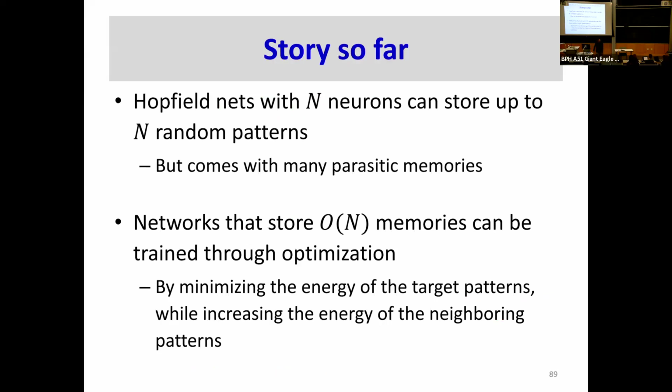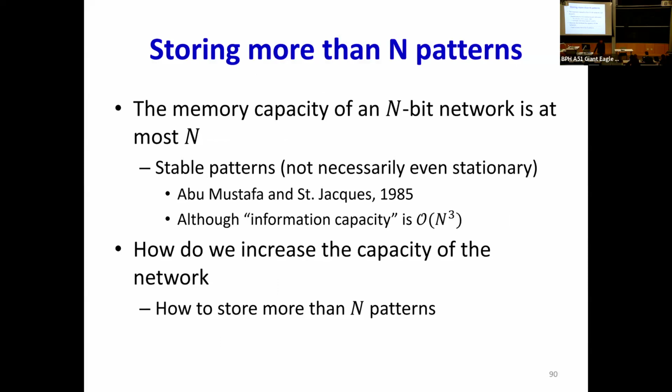So a Hopfield network, to summarize, with n neurons can store up to n random patterns. It comes with many parasitic memories. Networks that store order of n memories can be trained through optimization by minimizing the energy of the target patterns while increasing the energy of the neighboring patterns using simple gradient descent. So very simple, right? So far so good. Any questions? There's nothing particularly complicated about these networks. It's very easy to analyze, as you just saw, right?